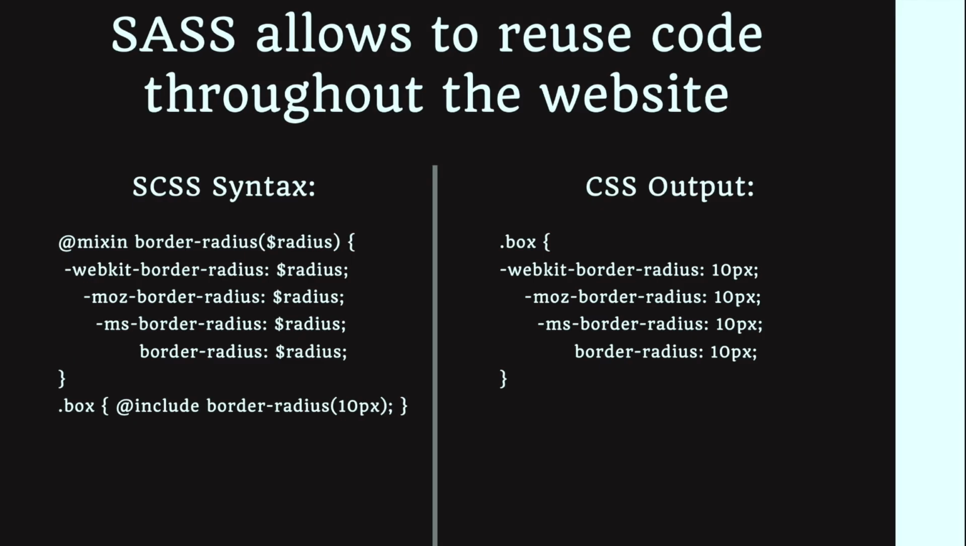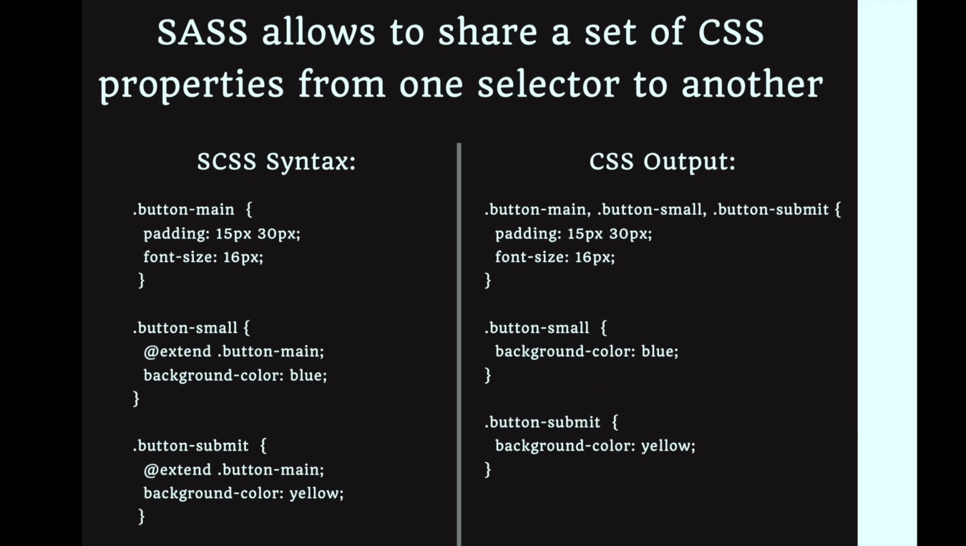The Mixin directive lets you create CSS code, groups of CSS declarations that can be reused throughout the website. A good example is the use of vendor prefixes, where you can use a Mixin instead. And one more feature that I consider very useful is the Sass Extend directive. It lets you share a set of CSS properties from one selector to another. Your selectors can inherit the styles of other selectors and then be easily extended when required.